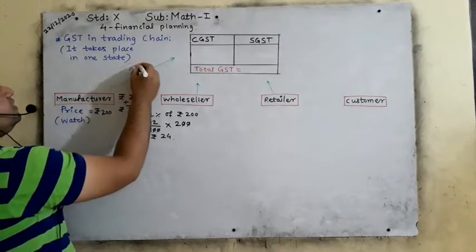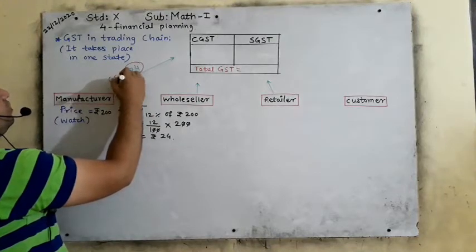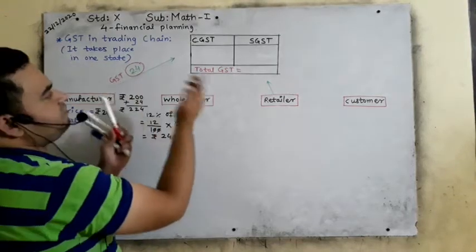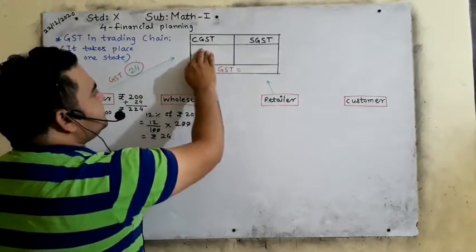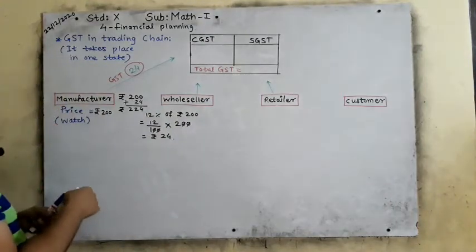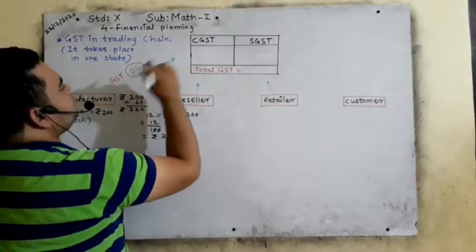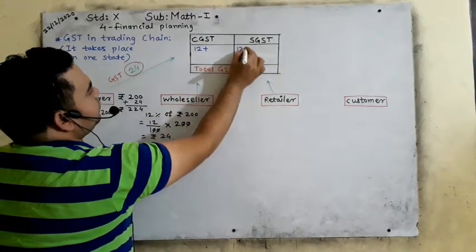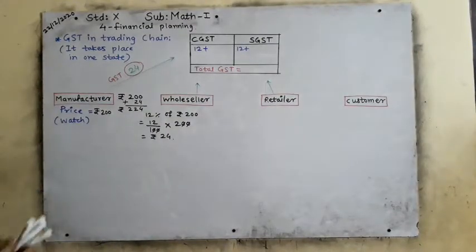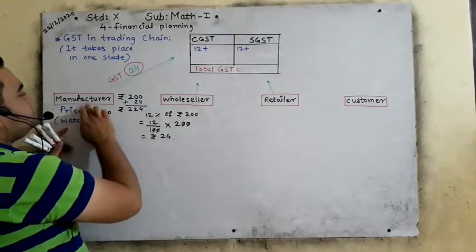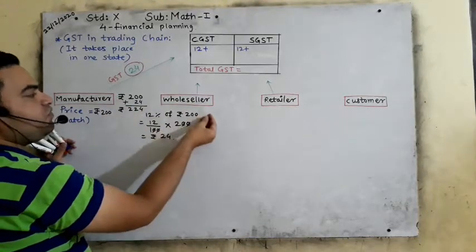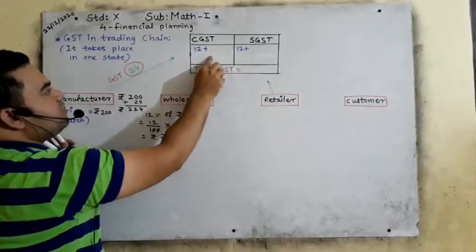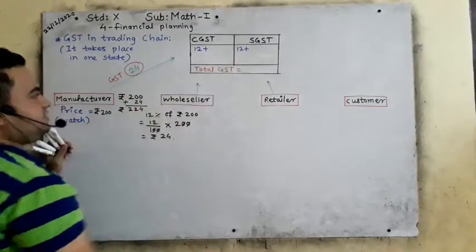In the government we know that GST has two components. So that 24 will bifurcate into 12 rupees to CGST and 12 rupees to SGST. So we will write that over there. This 24 rupees will be divided by 2, that is 12 rupees to CGST and 12 rupees to SGST. I hope you understood. The manufacturer is paying the GST that he has taken from the wholesaler only, that is 24 rupees: CGST 12 rupees, SGST 12 rupees.